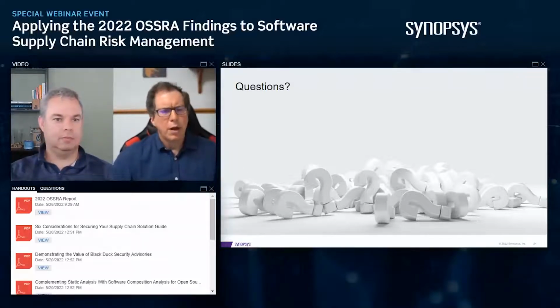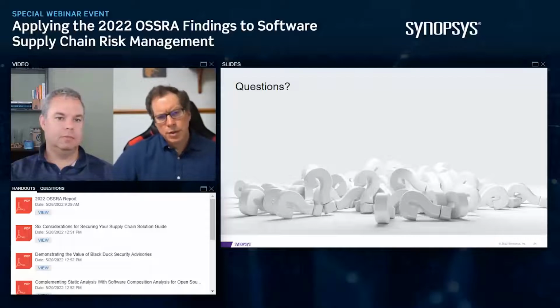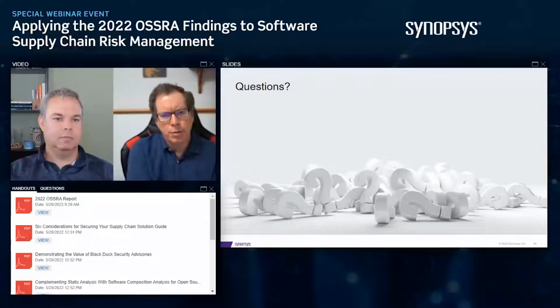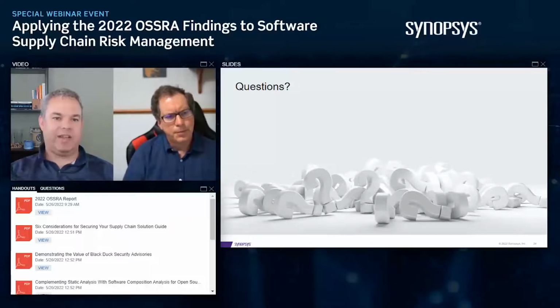Gotcha. So there's a really interesting question here from Lee asking, how often should patching be in place for open source? Is there a recommended minimum number, or time frame to be doing open source patching, like weekly or monthly, or as it happens?